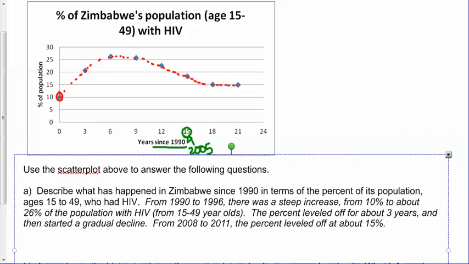Okay, so that's how we can respond to these questions. It's just giving a sense of what is the story that this scatter plot is telling us. Okay, so that's the answer to our first question. Now let's take a look at what the next question is asking us for. So let's scroll down here.